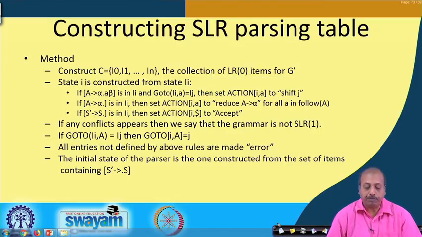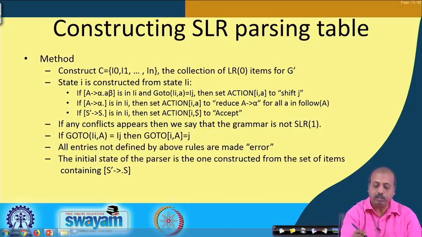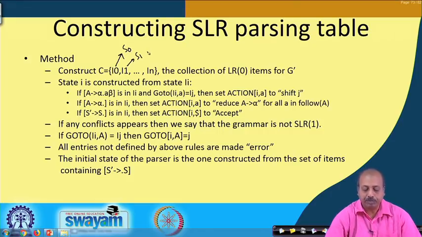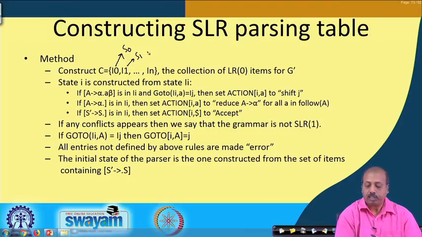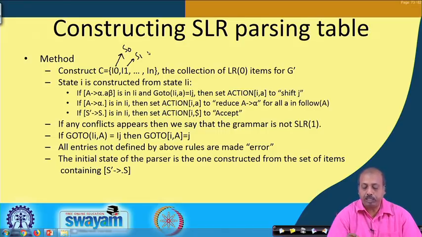Now, for each of these I 0, I 1, etcetera, each set will constitute one state. This will constitute the state S 0, this will constitute the state S 1, and like that. Once we call these the states, we will be looking into the goto parts.